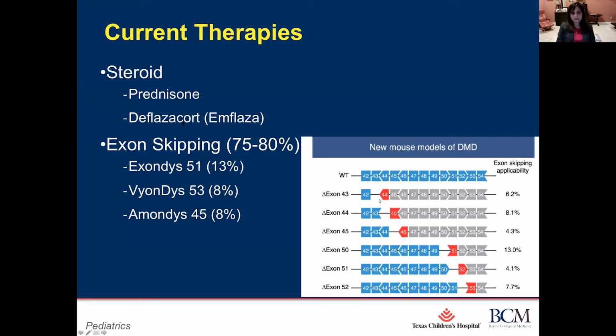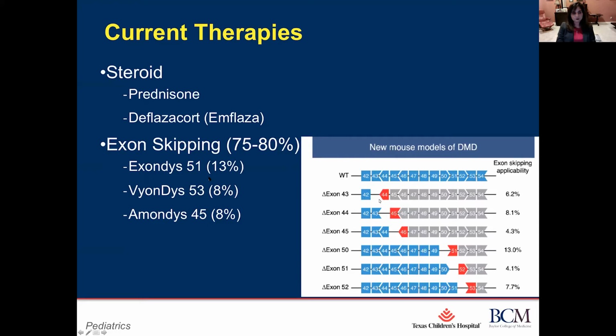That patient may continue to walk 1 to 2 years longer on deflazacort as compared to prednisone. There are some slight differences in the side effect profile also. And the exon skipping, if we do exon skipping for all patients, then we can cover from like 75% to 80% of the patients. But we have 3 treatments available.